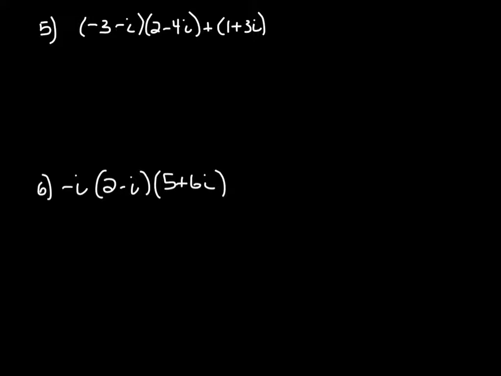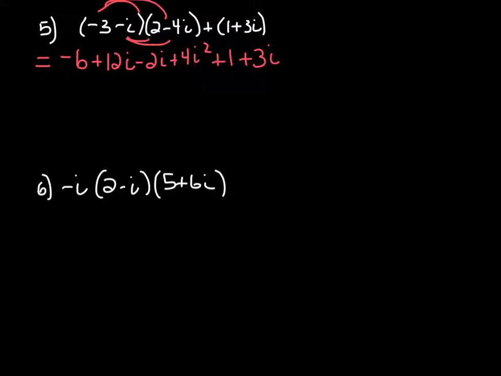Number 5, we're going to double distribute first, so I'm going to take the negative 3 and distribute it to both terms, giving me negative 6, and then plus 12i, and then I'm going to distribute the negative i to both terms, which gives me negative 2i, and then plus 4i squared. Okay, now there's really just a positive 1 in front of this parenthesis, so if you distribute the positive 1, nothing's going to change. You could just bring down the plus 1 and the plus 3i.